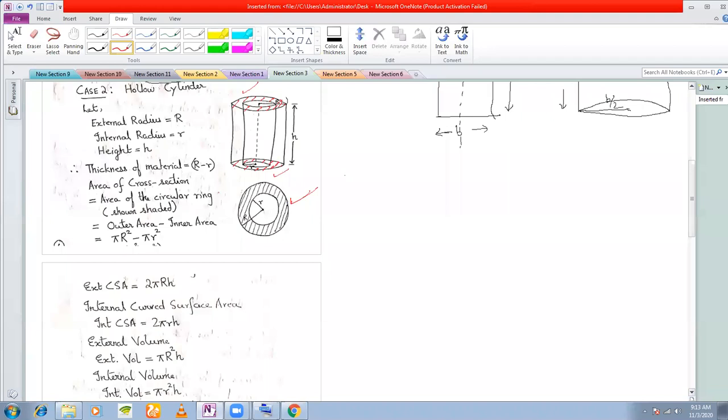So we'll be working out problems based on this. But if you understand this concept of outer surface area and inner surface area and the area of these concentric circles into 2, then that is what the total surface area is.